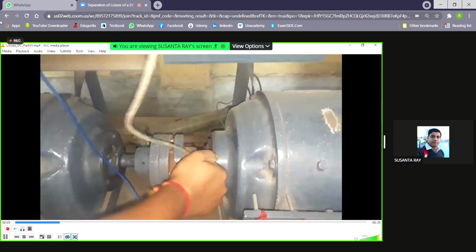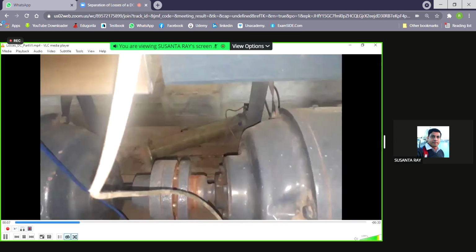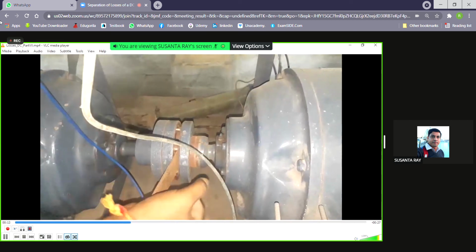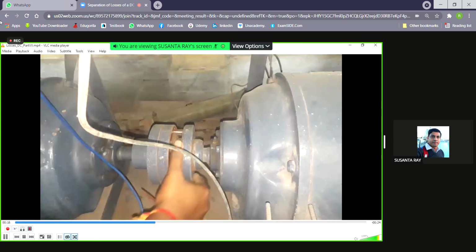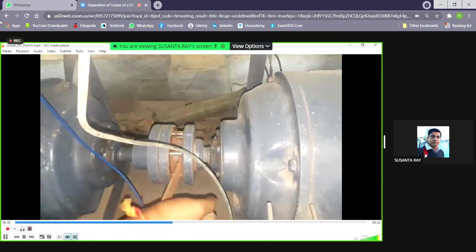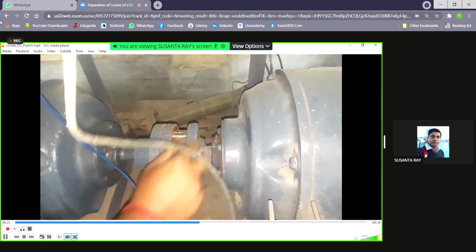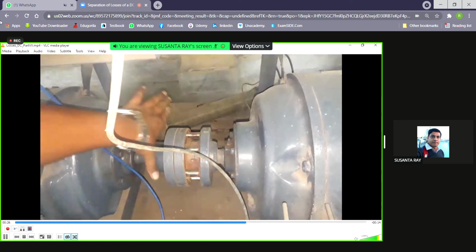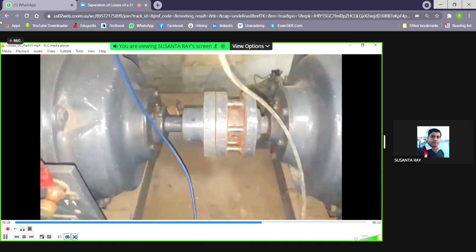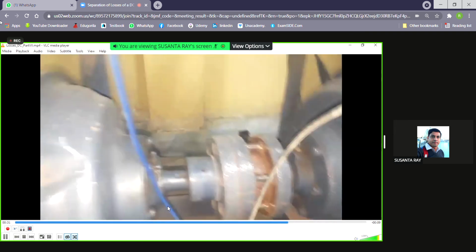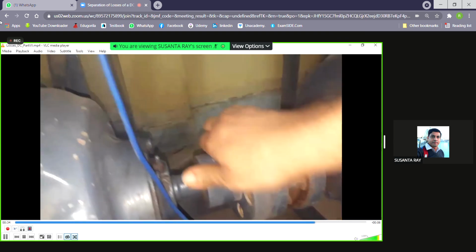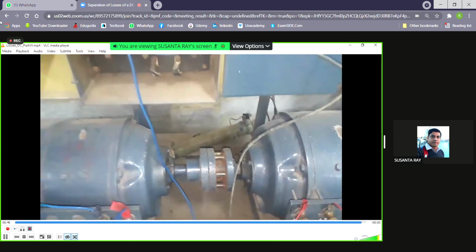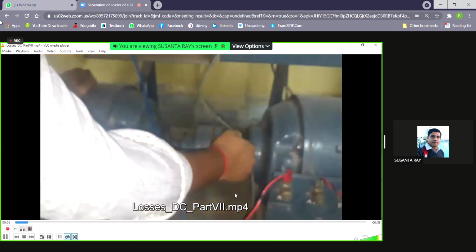So this is the coupling in these two. This is basically a pin coupling. So this is how we are uncoupling two machines. The right side one is the DC generator, and the left side is the DC motor. Still they are rotating. Okay, now they are rotating separately, so that means they have decoupled. You see, it is rotating, but they are rotating separately. So this is how we decouple the machines.